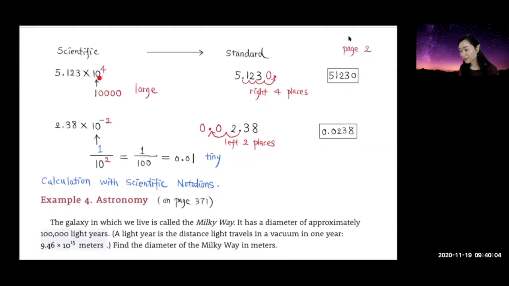So with a positive exponent over here, you move the decimal point to the right. With a negative exponent here, you move the decimal point to the left.